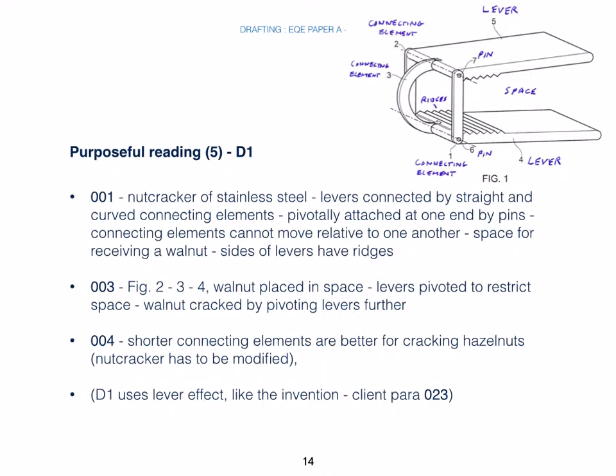What we're going to do is read through the D1 document paragraph by paragraph, making comments on each paragraph, and you should make your notes as you go along, as you read the document.